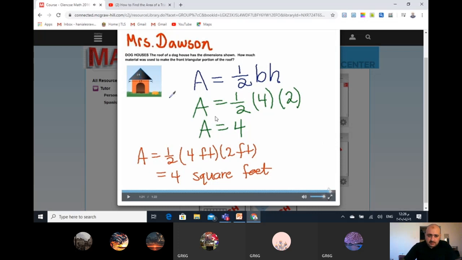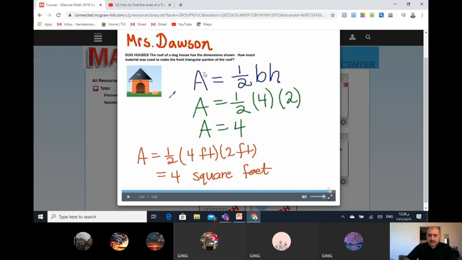Listen here in this example. In this house, at the top, we have a triangle, as you see here. This is the height, 2 feet, and this is the base, 4 feet. How to solve the area of this triangle?